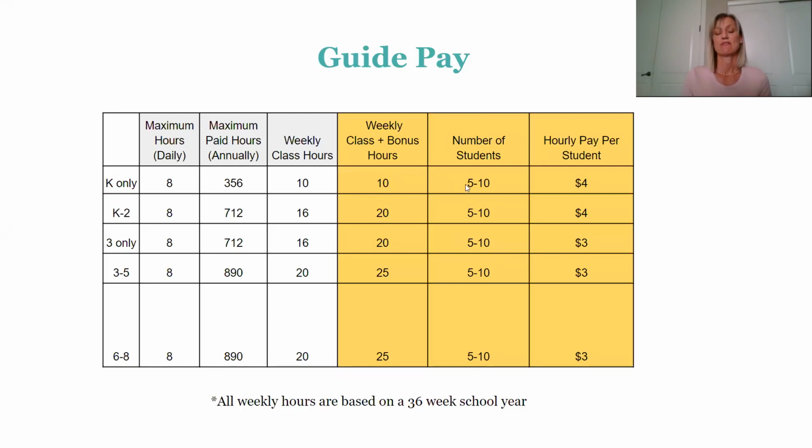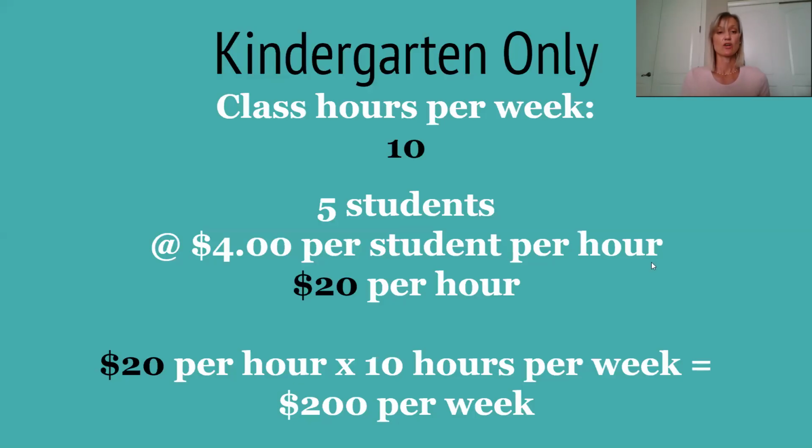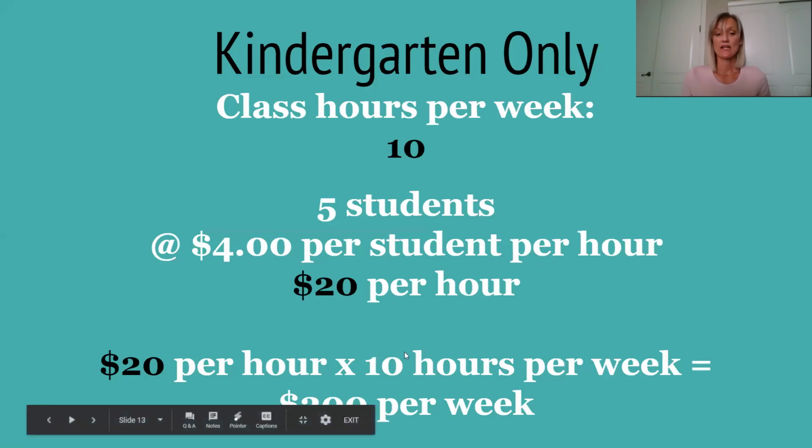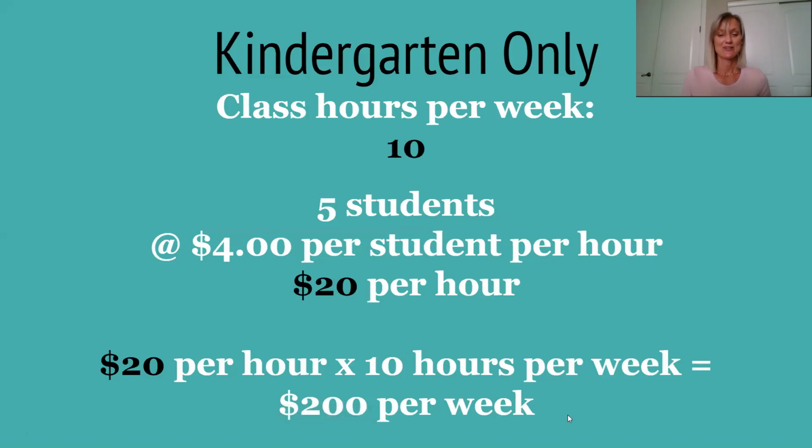And if you have, let's just say, 5 students at $4 per hour, I will show you what that looks like. So if you're kindergarten only, class hours per week is 10. Let's just say you have the minimum of 5 students and you get paid $4 per student per hour. That is $20 per hour that you will earn. So if you have $20 per hour and you do 10 hours per week, that is $200 per week.